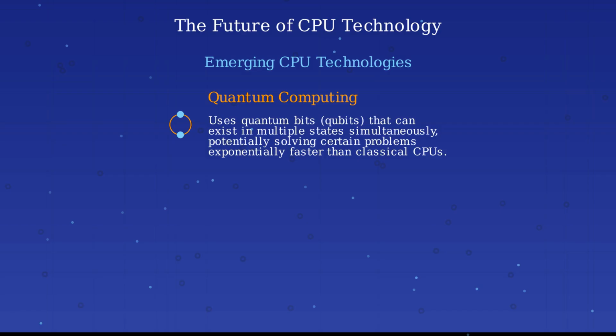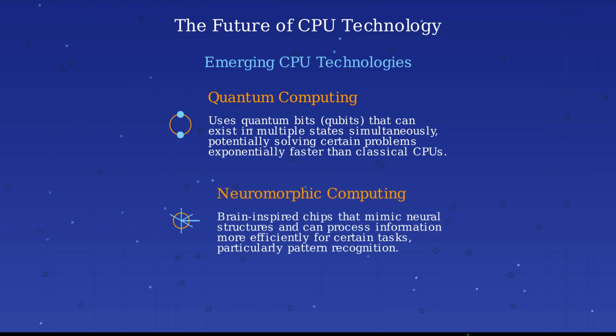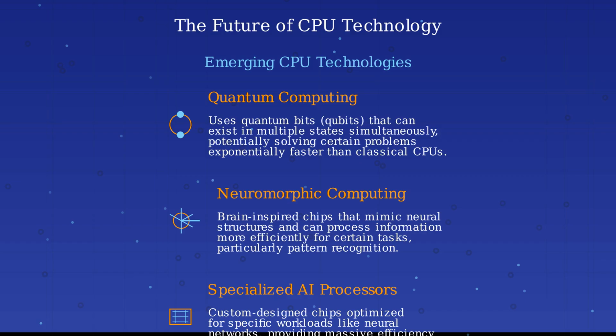Quantum computing leverages quantum bits or qubits that exist in multiple states simultaneously, promising exponential speedups for specific problems like cryptography and molecular simulation. Neuromorphic computing takes inspiration from the human brain, creating chips that mimic neural structures. These can process information more efficiently and are ideal for pattern recognition and sensory processing. Specialized AI processors are custom designed for machine learning workloads, delivering dramatic performance and efficiency improvements for neural network operations compared to general-purpose CPUs.